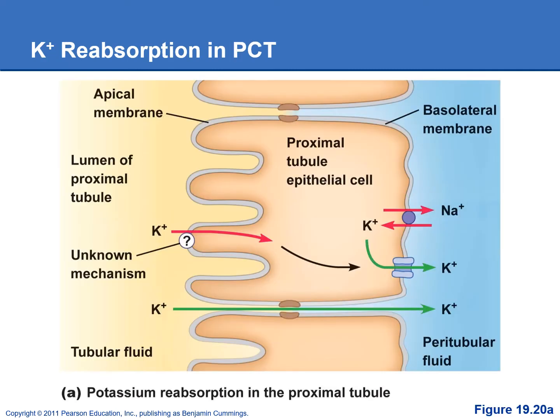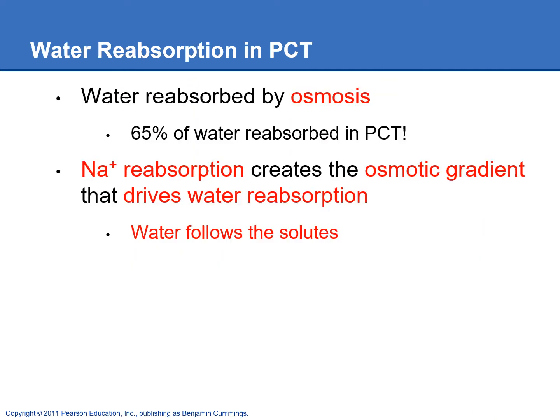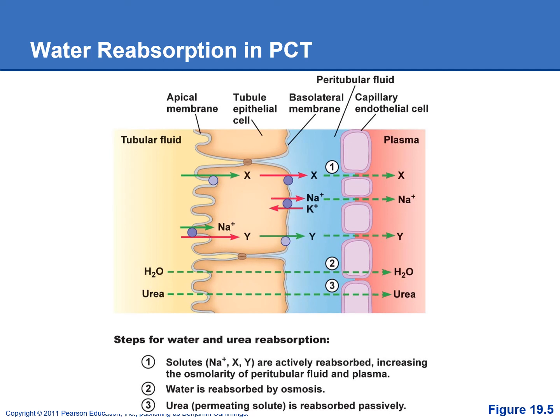And this is just showing you the reabsorption of potassium. So some of it does go through the leaky tight junctions. And then the potassium that we're pumping into the cell through the sodium-potassium pump will leak back out through leak channels. And then we can also do some transport across the apical membrane too. And then just remember that water is going to be reabsorbed by osmosis. And we're going to reabsorb 65% of the water here in the proximal convoluted tubule. So water is just going to follow the solutes. As you reabsorb all these solutes back into the blood, water will just follow the solutes.